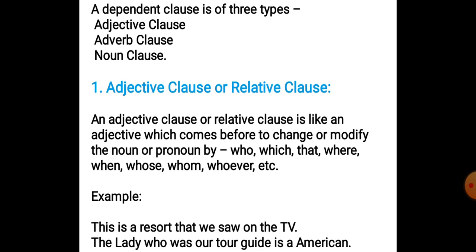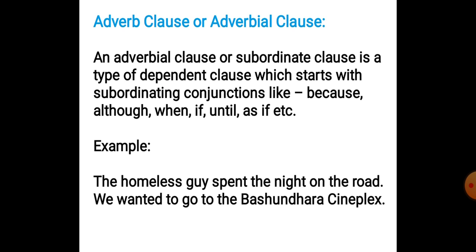Next, let's see: the lady who was our guide is an American. So we are telling about the lady. The lady who was our guide is an American. So you can see these two are placed close to each other, the adjective clause and the noun, or you can say pronoun. Pronouns can be used, because we use it to modify the noun or pronoun. Okay. So this is your adjective clause.